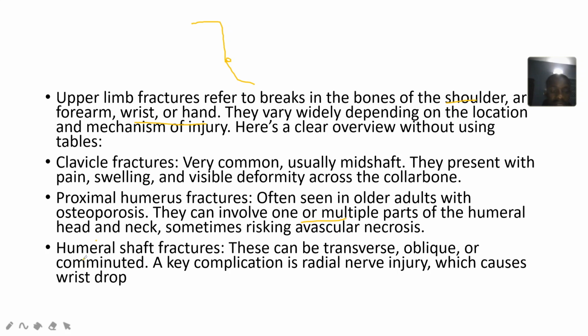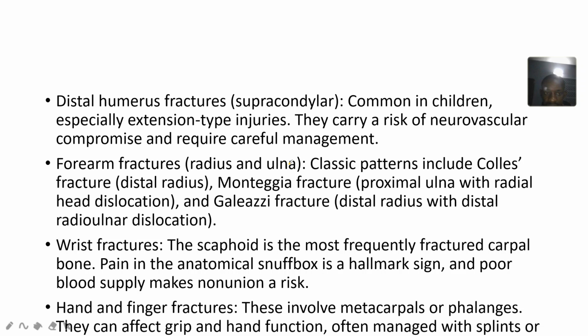Okay. They will have the humeral shaft fractures. They are transverse, they are oblique. A key complication is, when they see a fracture there, the radial nerve could actually get injured. Then we have the distal humerus fractures, which are common in children, especially the extension type injuries.